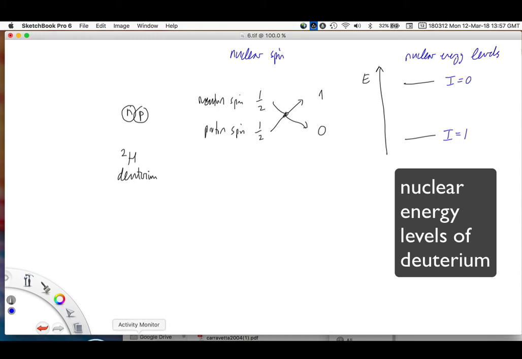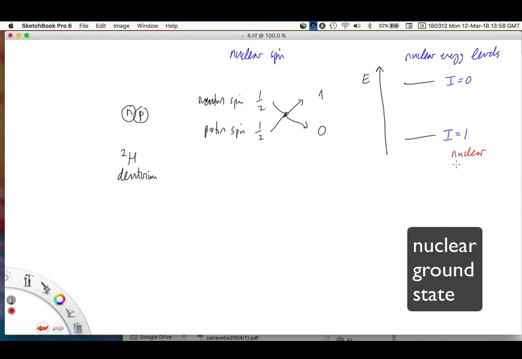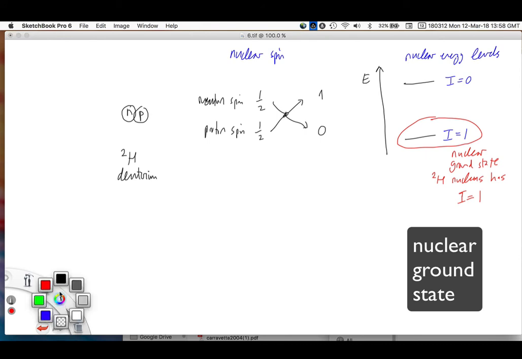And in ordinary circumstances, when we're not talking about radioactivity or nuclear physics, we only need to worry about the nuclear ground state, which has spin 1 for deuterium. So we say that the deuterium nucleus has I equals 1. And the same goes for all the other isotopes in the periodic table.